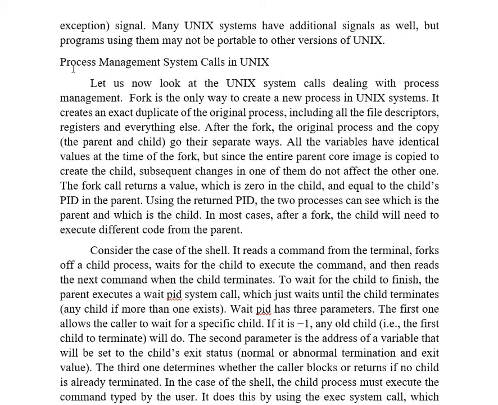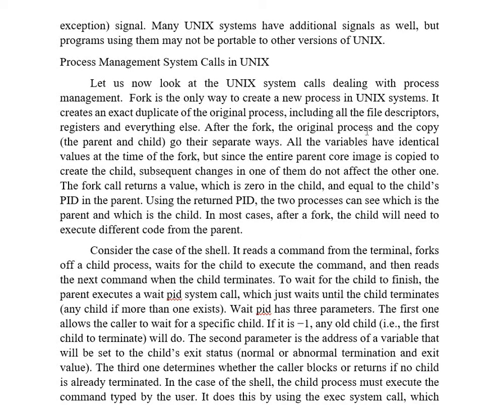Now we'll see the process management system calls in Unix. Let us look at the Unix system calls dealing with process management. Fork is the only way to create a new process in Unix, and it creates an exact duplicate of the original process, including all the file descriptors, registers, and everything else.